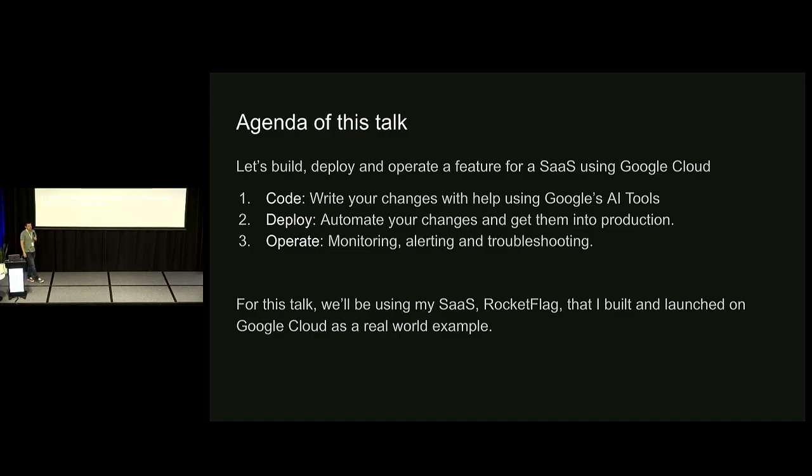And then once we're in production, how do we operate and monitor that? So we need to make sure that our service is available. We can set up alerts, and if there is a problem, how can we solve it?